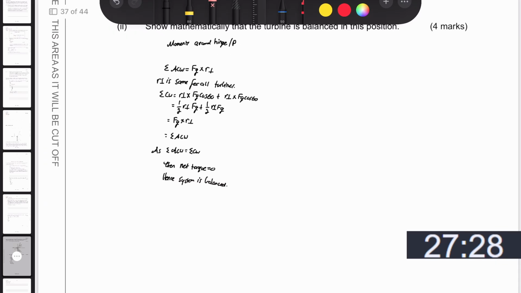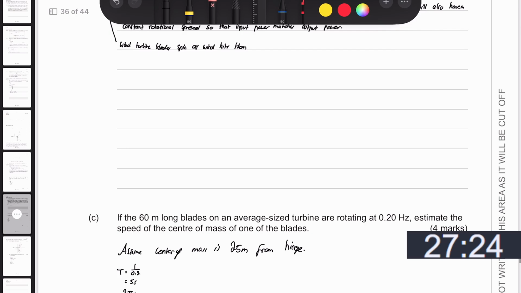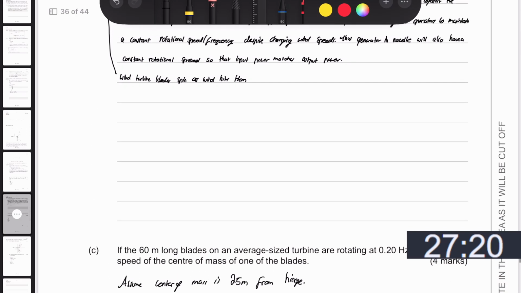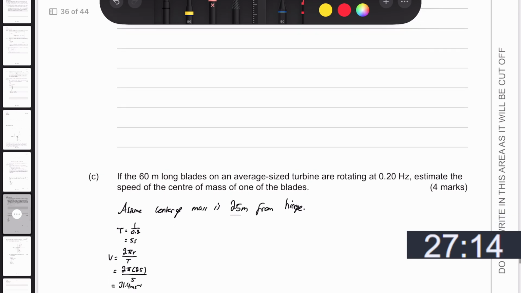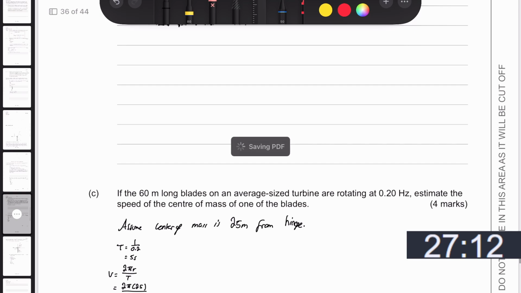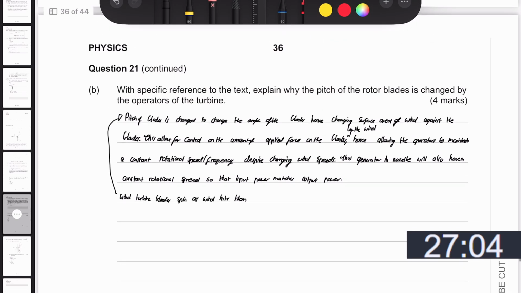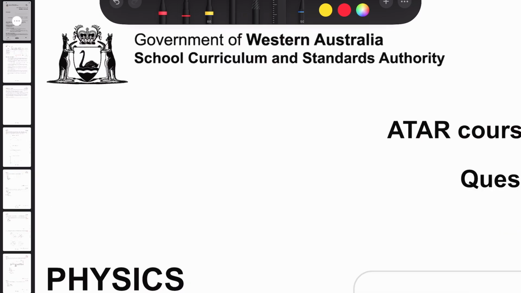Okay, I think I'm going to end it there because that was the end of the questions. So it's time to mark now. I think that assumption is fine, as long as it's closer to the hinge, maybe 5 meters. Okay. But yeah, I'm gonna go mark this exam now, so I'll be back later.